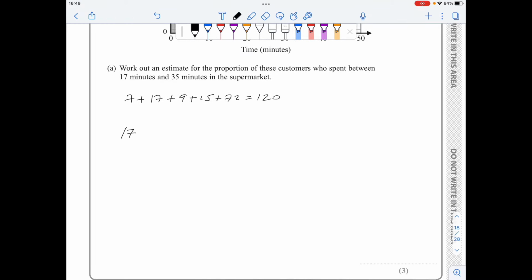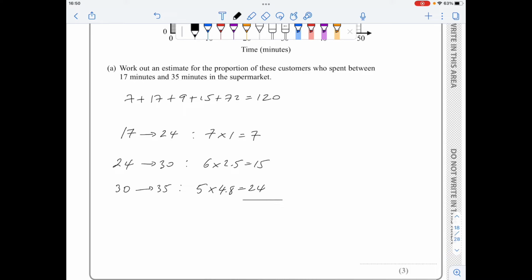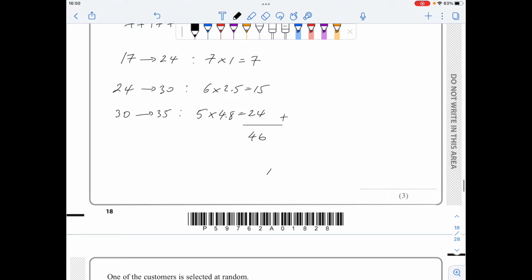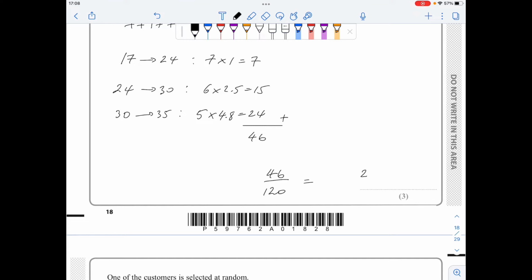From 17 to 24, I've got 7 times 1, which is equal to 7. 24 to 30, I've got 6 times 2.5, which is 15. And 30 to 35, that's 5 times 4.8, which is 24. And if I add these numbers up, I get 46. So the proportion that's spent between 17 and 35 is equal to 46 over 120, which gives me 23 over 60, or if you want this as a percentage, it is 38.3%.